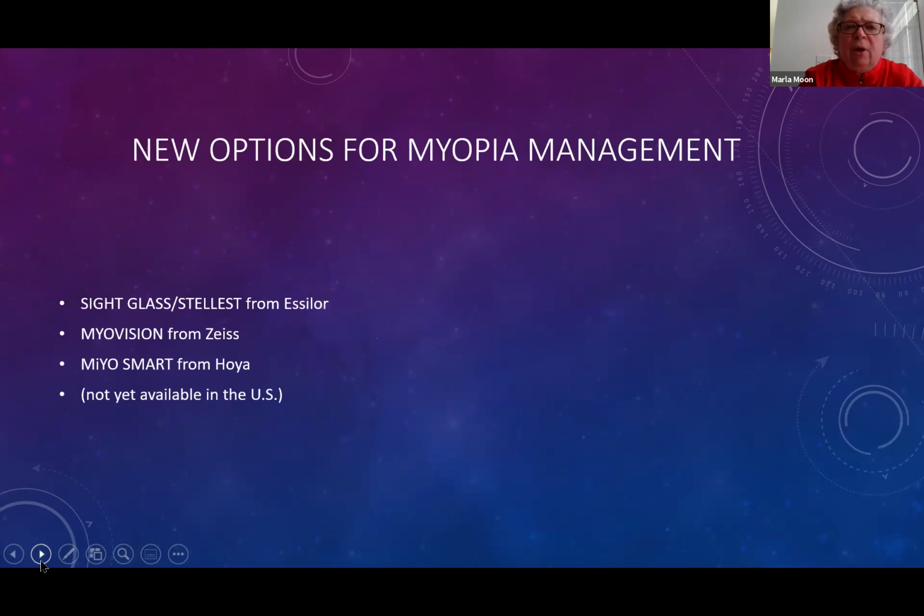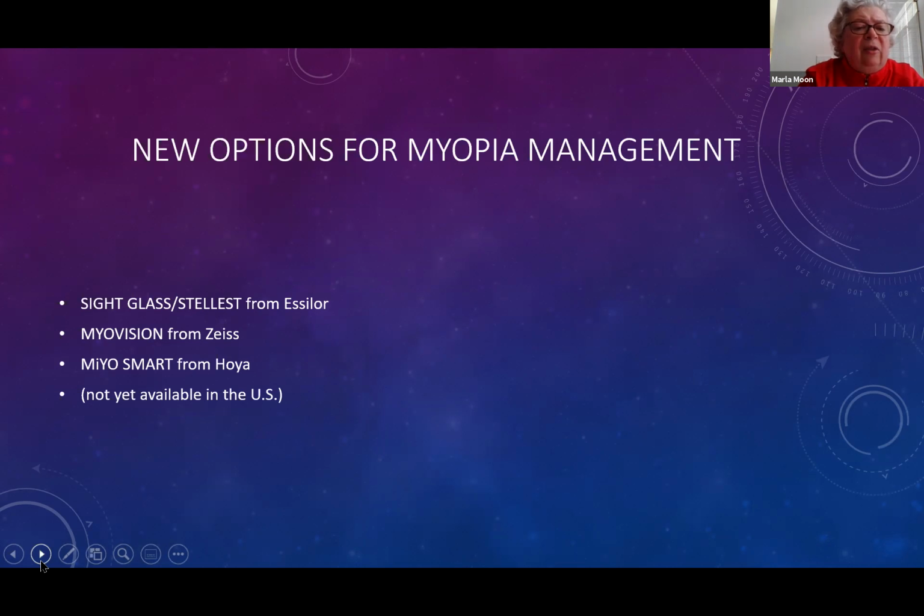There's some other options that are coming out. They are available, but not in the United States yet. You're saying, okay, you're using drops, you're using contact lenses, but what happens if you get a case where they can't stand having drops put in their eyes, they just won't wear contacts, or parents don't want to put them in? So these are several ophthalmic companies that are developing eyeglass lenses.